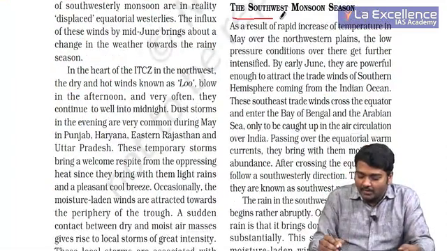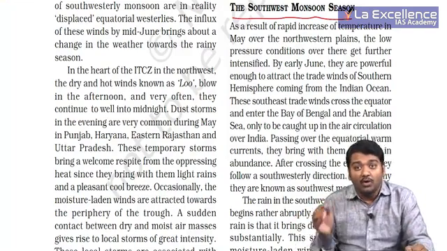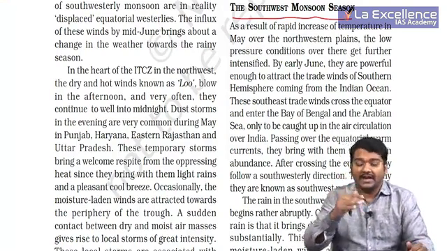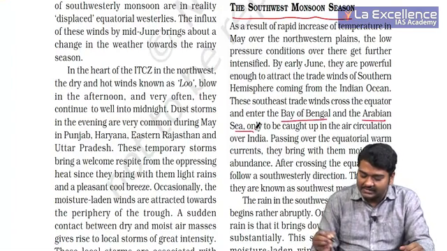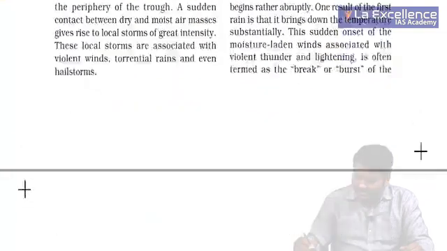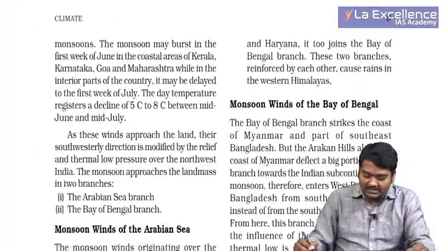We have already seen a lot about the southwest monsoon season. We know that the winds blow southeast below the equator. After crossing, they become southwest and enter into India, and are divided into the Bay of Bengal branch and the Arabian Sea branch. Passing over the equatorial warm currents, after crossing the equator, they follow a southwesterly direction and are known as the southwest monsoons. The rain begins rather abruptly. This is what we have seen as burst in the monsoon, and sometimes there will be breaks, which we also have seen, right?